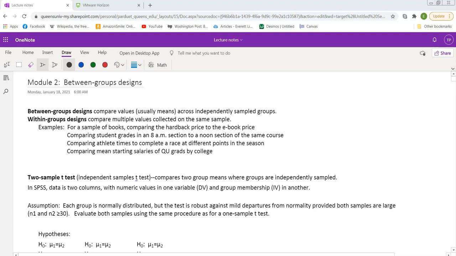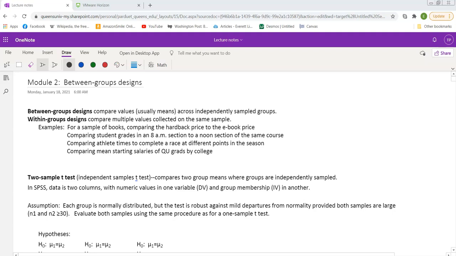Everybody. Welcome to the lesson on the two-sample t-test. Before we get into that, though, we are starting the unit on between groups designs, or sometimes called between subjects designs. And so I want to spend a minute telling you what that means.